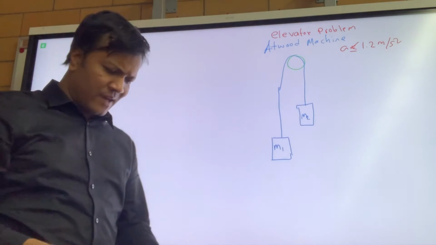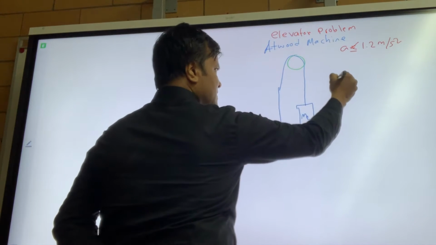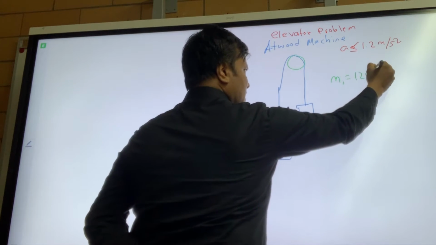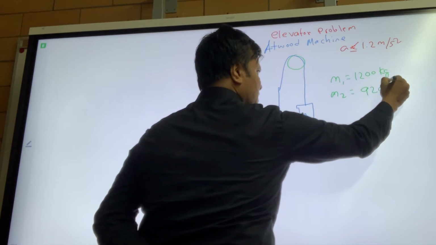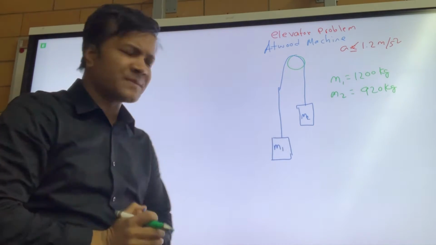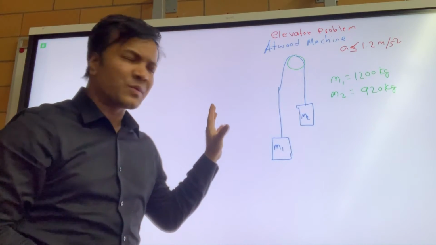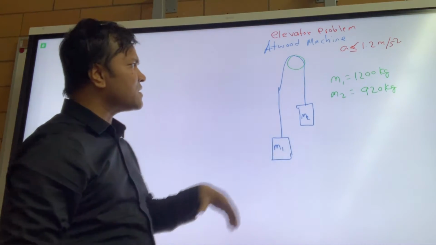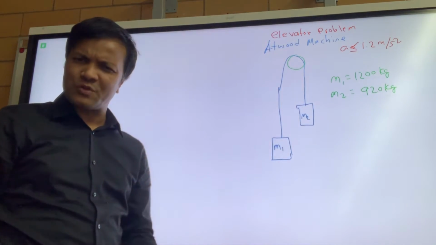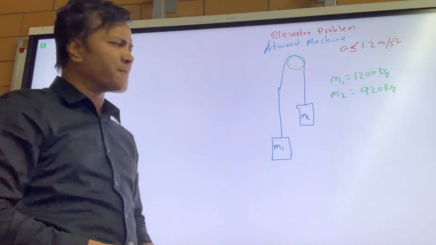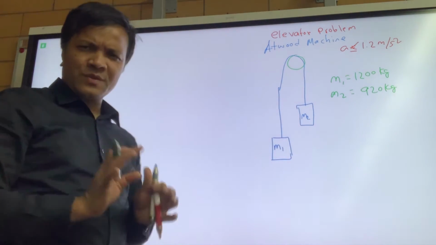The elevator we have is: mass 1 is 1200 kilograms and mass 2 is 920 kilograms. We want to see whether the acceleration in this elevator is smaller than 1.2 or bigger than 1.2. If it is bigger than 1.2, then we'll shut it down. Okay, now a few things. First we have to do a force diagram.